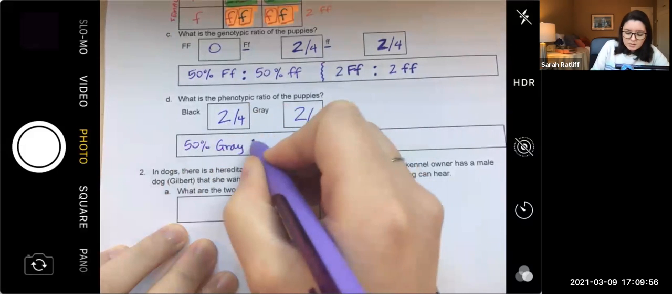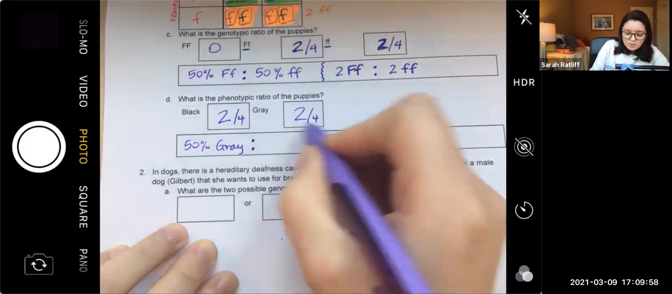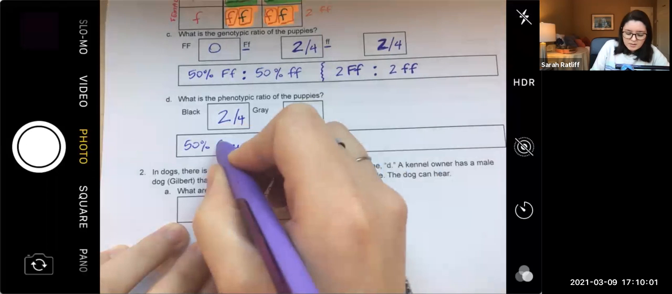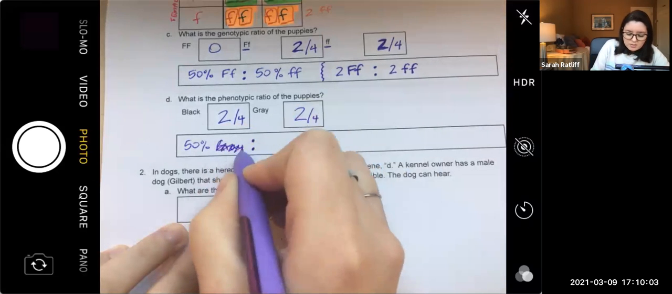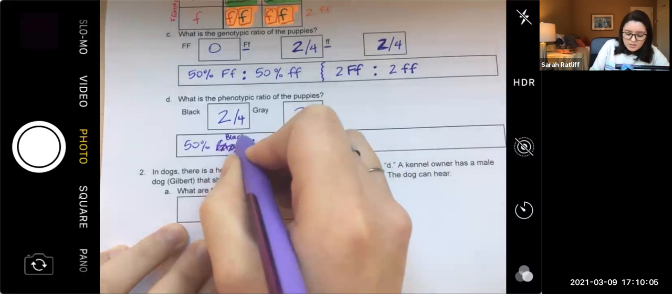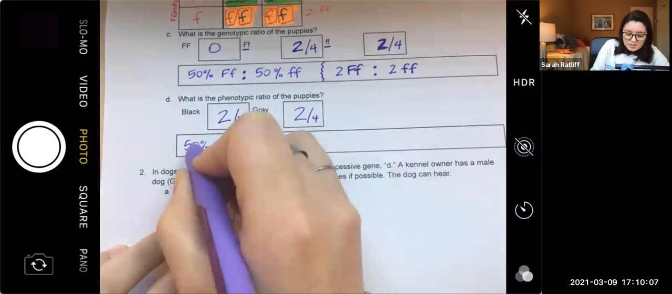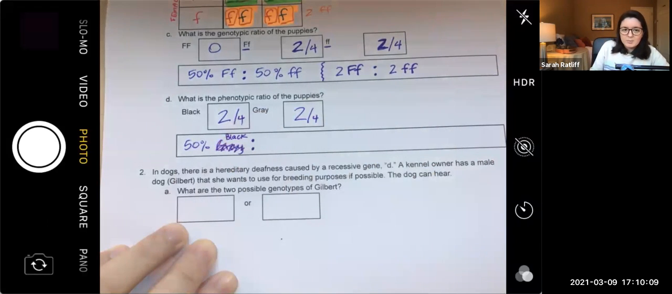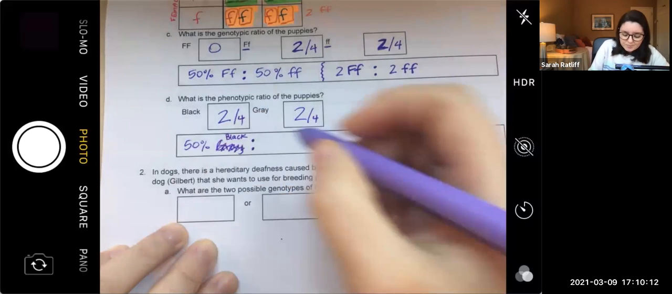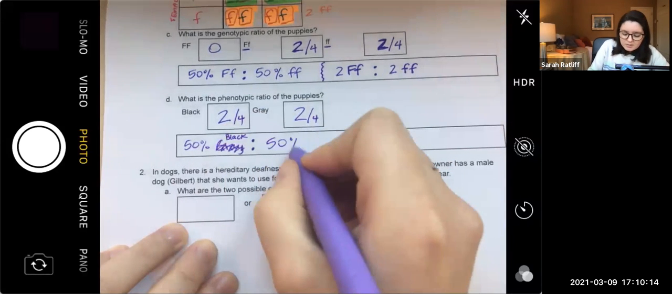Gray. Remember, we need our little descriptors there. 2, oh, sorry, this is supposed to be black. Oh, no. Black, 2. You could have just kept gray, but I like to go in the order of the information I'm given. 50%.